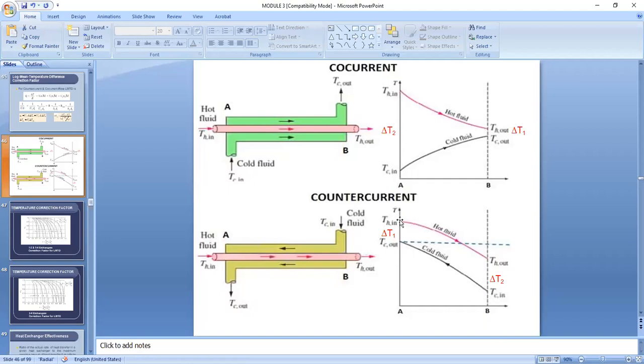So they are facing each other when, let's say, one transfers energy to another and the other receives that energy. So the hot fluid decreases its temperature and the cold fluid increases its temperature. Now, this is the manner we write the delta T1 and delta T2. Based on this orientation, delta T2 is T sub H inlet minus T sub C inlet. Your delta T1 is T sub H outlet minus T sub C outlet.